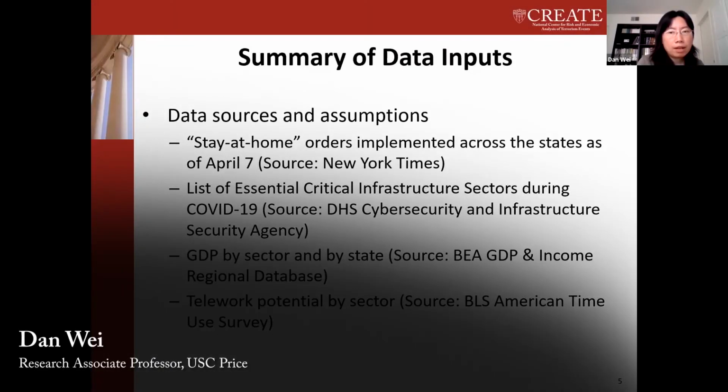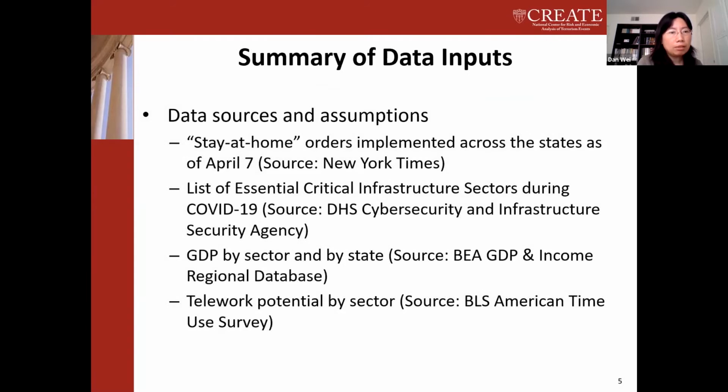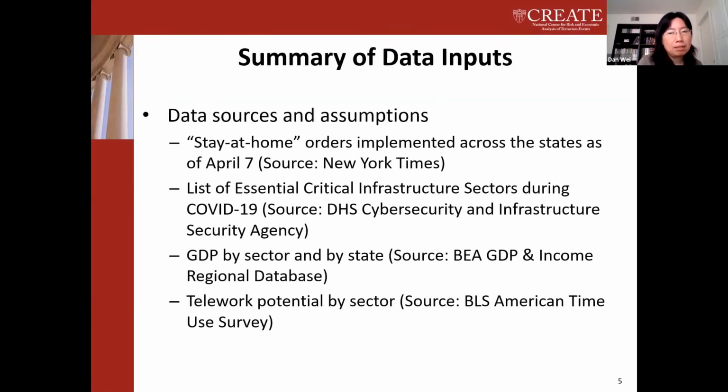In order to figure out the proportion of the U.S. economy that is affected by the mandatory closures, we referred to the New York Times interactive map, which shows the states in the U.S. that implemented statewide or partial stay-at-home orders.